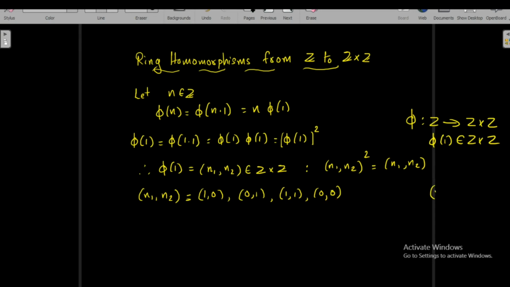For example, if we take (1,0) squared, it is actually equal to (1,0) times (1,0). So that's equal to 1 into 1 is 1 itself, 0 into 0 is 0. So (1,0) squared is (1,0). Likewise, (0,1) squared equals (0,1), etc. So the only possibilities for φ(1) are (1,0), (0,1), (1,1) or (0,0).